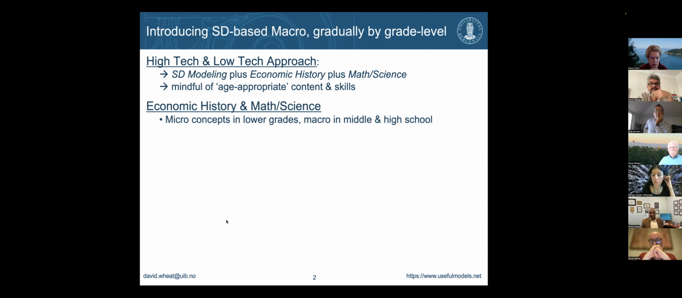As far as the economic history and the math and science, I obviously would have to think about the distinction between lower and upper grades. And I would think that micro concepts are more appropriate at the lower grades, where the younger students can really identify with people working and getting a paycheck and going to jobs and paying taxes and that sort of thing. And then the macro in the middle and high school. But there's a way to teach micro concepts that then translates quite easily into the institutional sectors of my macro models. So I find that transition pretty easy to explain.